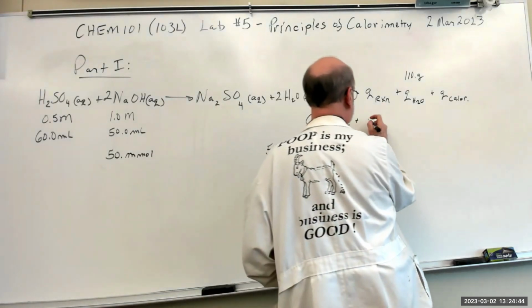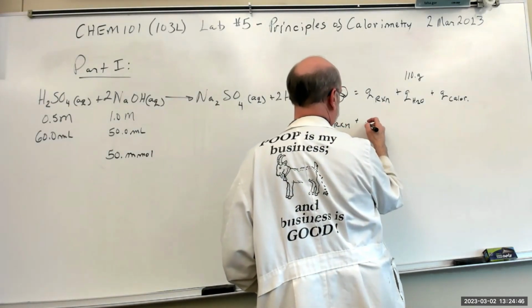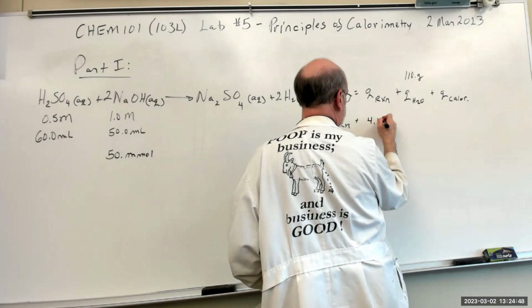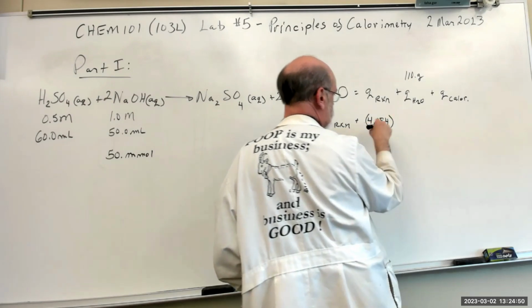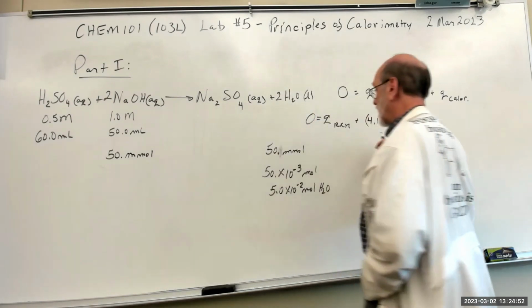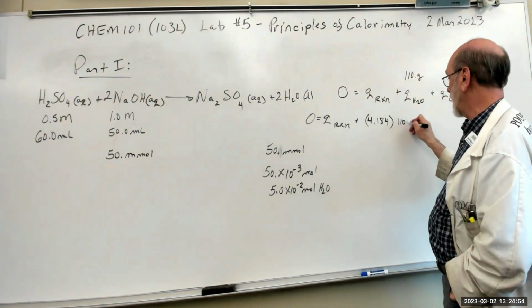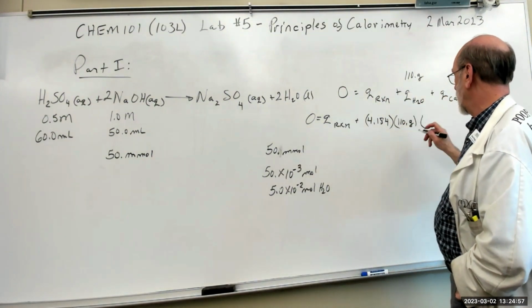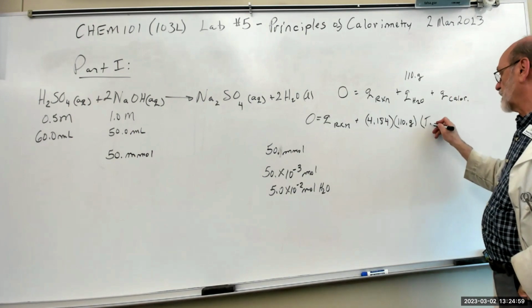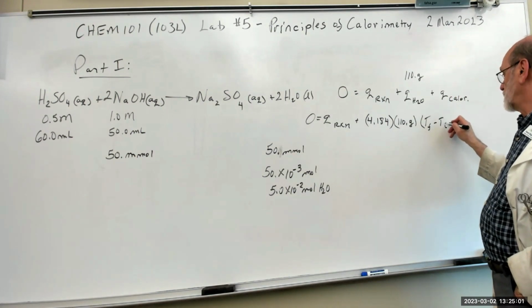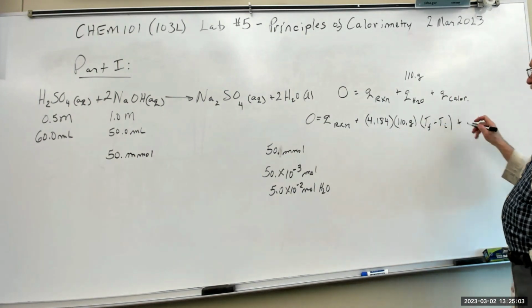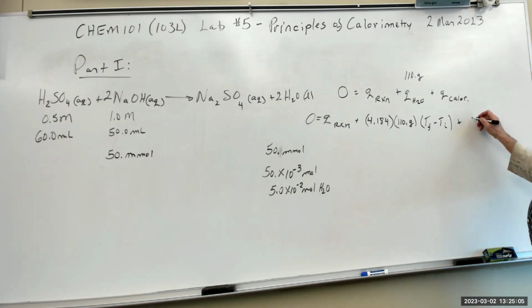The Q of the water is going to be 4.184 for the specific heat of the water. And then the mass of the water is 110 grams, right? And then the change in temperature will be whatever final minus initial. And then the calorimeter is going to be the calorimeter constant times the same change in temperature. Okay.